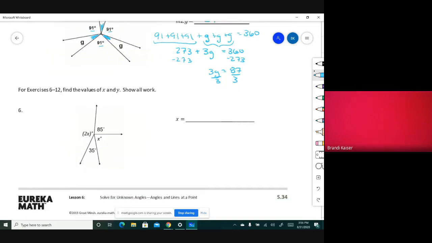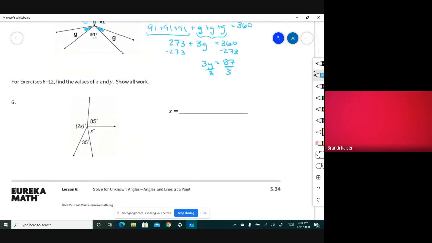Okay. For the next few exercises, it says find the values of X and Y, and we're going to show all our work. So again, we just want to go through and make sure we can pick out what's going on in our picture. But now our problems are definitely going to look more like algebra problems. Okay, there's going to be a little bit more solving involved.